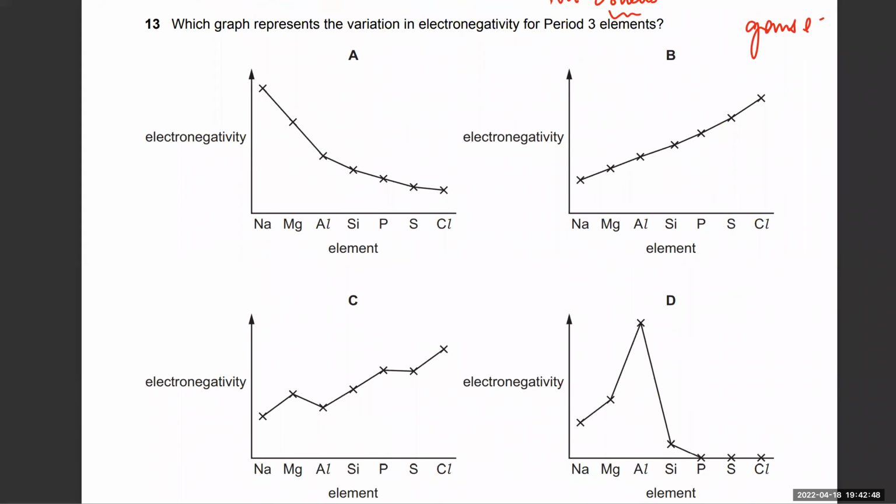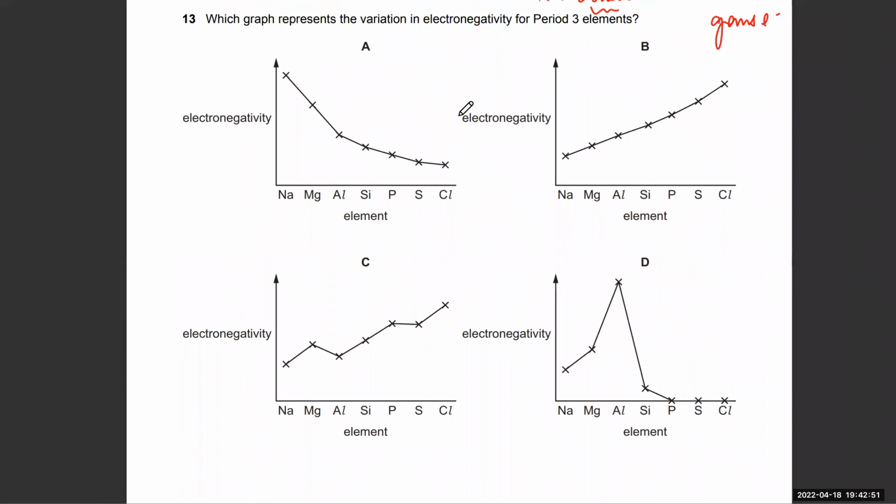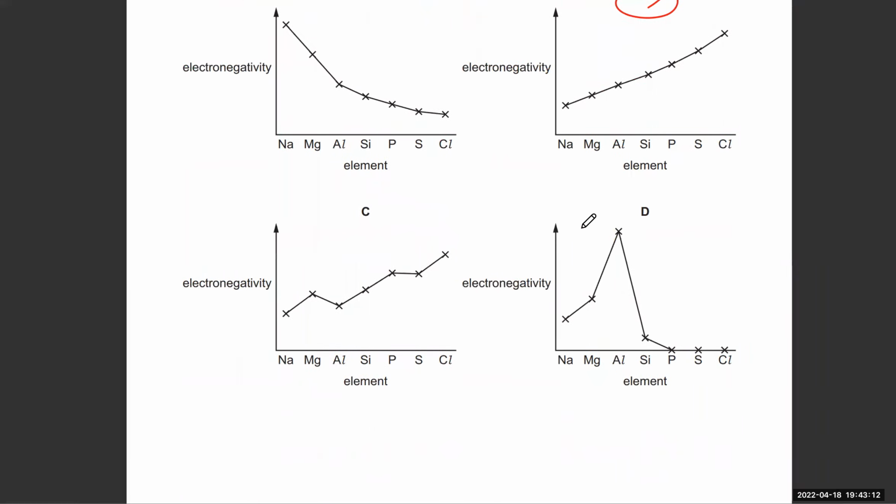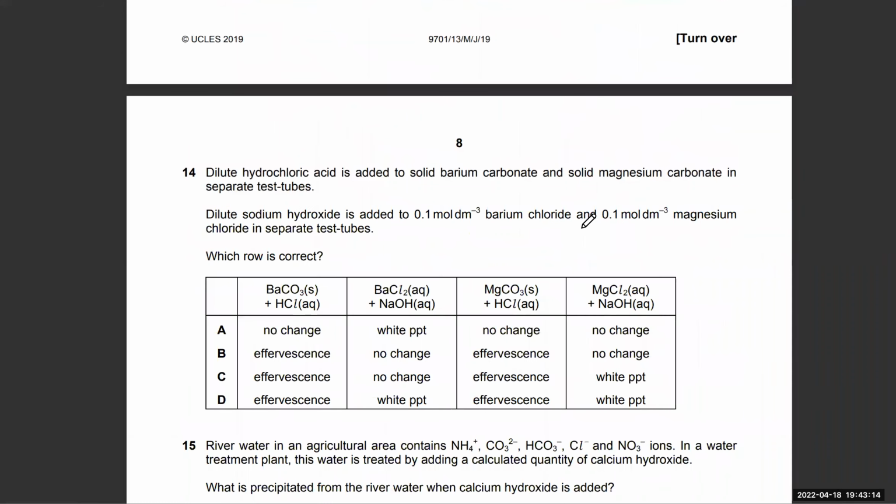As a next one, you've got which graph represents the variation in electronegativity for period C elements. So electronegativity across the period, what happens? What is the correct graph? Across the period. So it increases. Okay, so it's going to be B. It increases to the right.